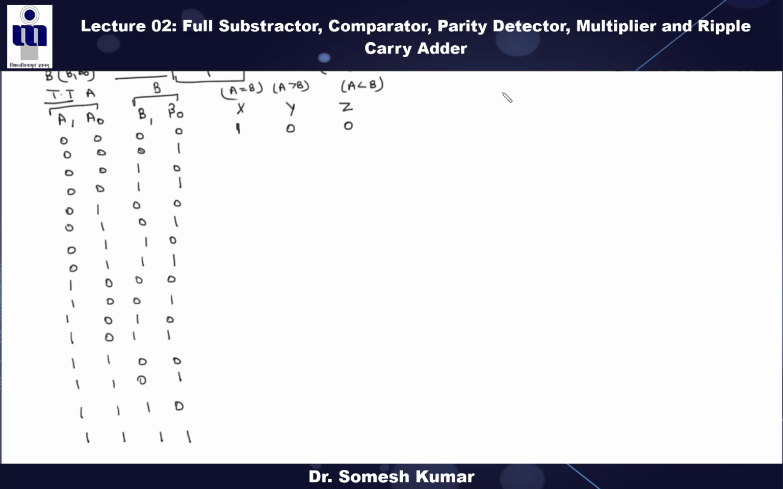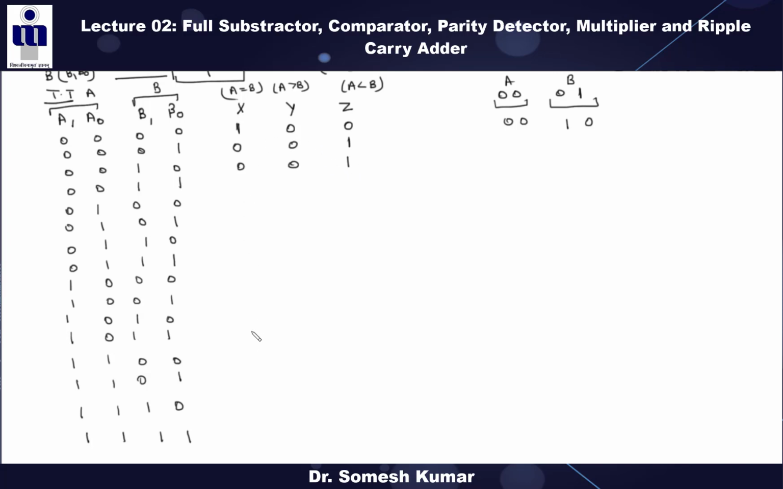Here A is this one and B is this one. Now tell me, is A greater than B or A less than B? Overall A is 0, B is 1. So we can say X is 0 in this case, Y is also 0, and Z is 1. Clear? In a similar way, now A is this, B is this. Similar conditions, A is less than B in this case.